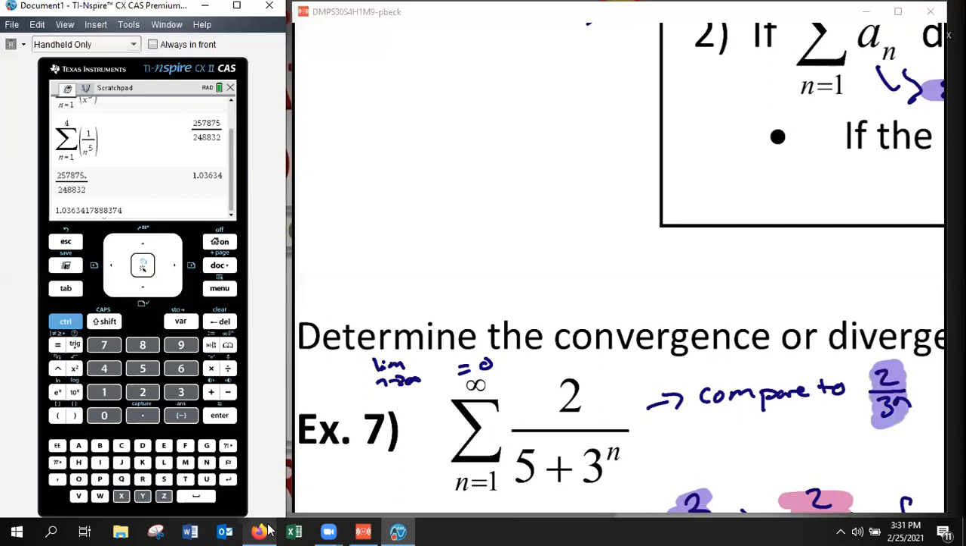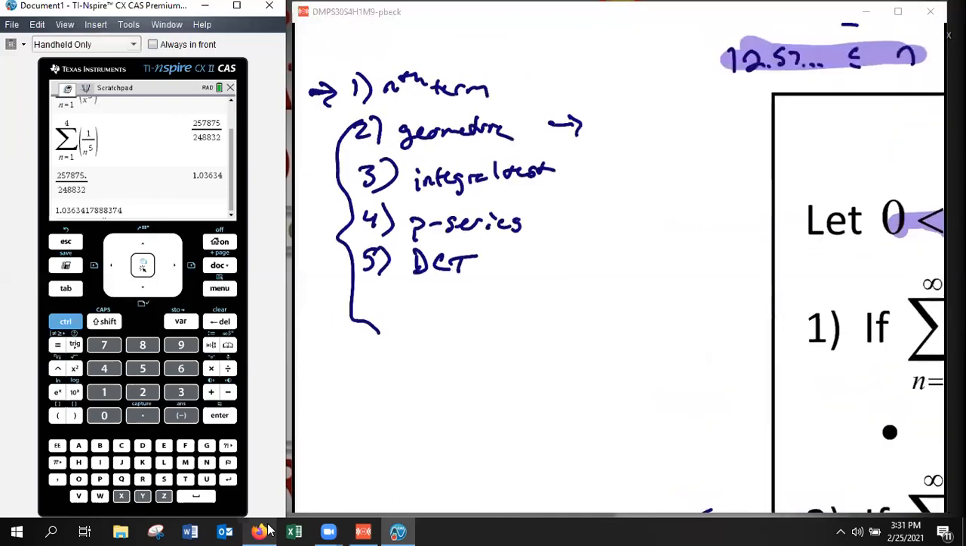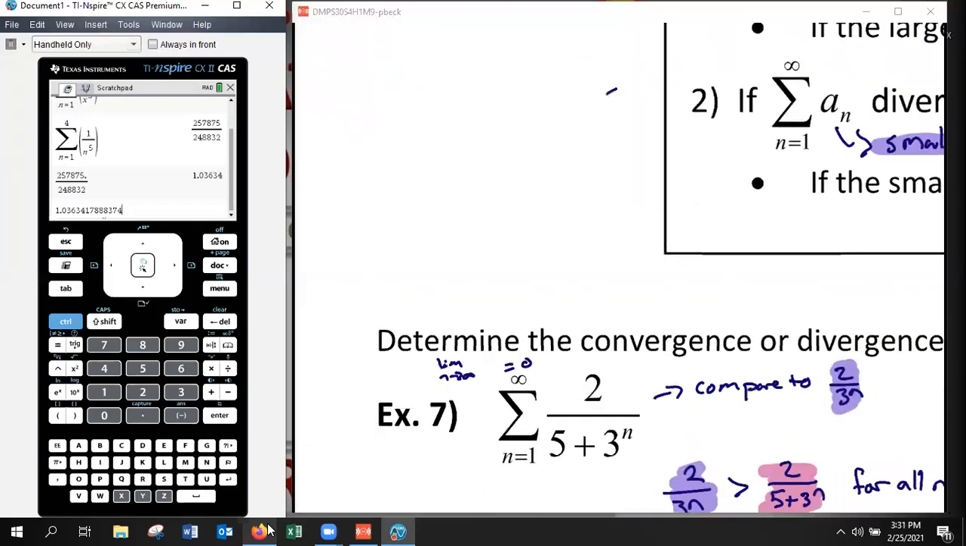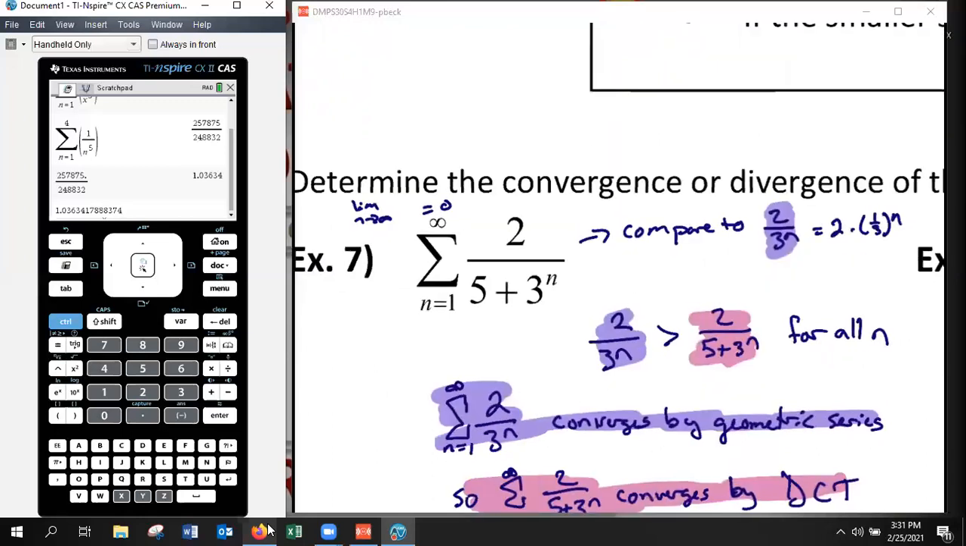Why am I comparing it to 2 over 3 to the n? Primarily because 2 over 3 to the n is one of those tests that we've already done before. In fact, 2 over 3 to the n is a geometric. And if you're wondering why is that geometric, well, that's because we could write this as 2 times 1/3 to the nth power. So this is geometric in nature. It's not itself a geometric series, but it's geometric in nature, which is why we're going to compare it to a geometric series.